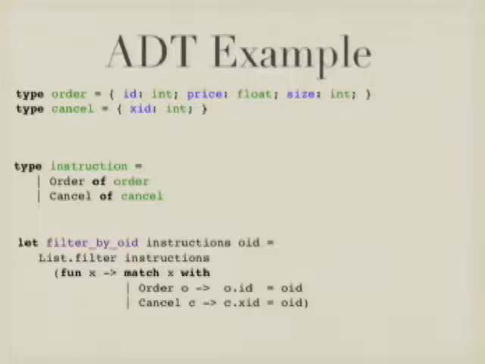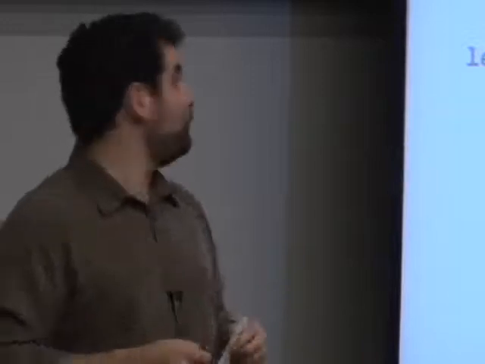And here you'll see in the middle of it, there's this match statement. We match X with, and if it's an order O, then we check whether or not the ID field is equal to OID. And if it's a cancel C, we check if the XID is equal to OID. Now this is a really, really trivial example of a match statement. You could do much, much fancier things, but the utility of this approach shows up even when you're doing very simple things. So to see why this is useful, let's see what happens when we need to change our code.